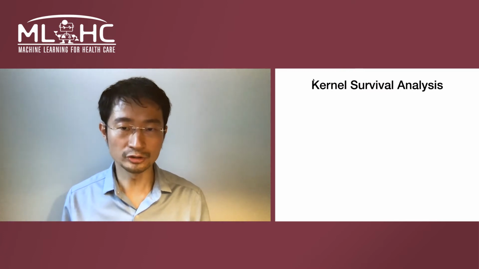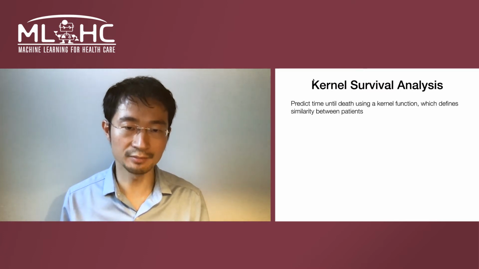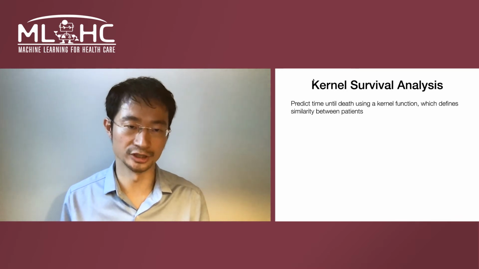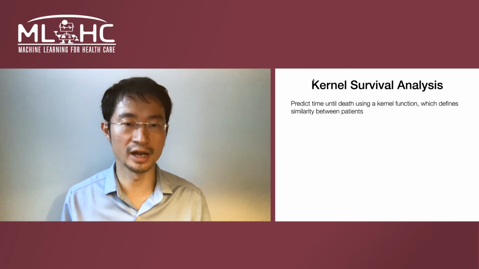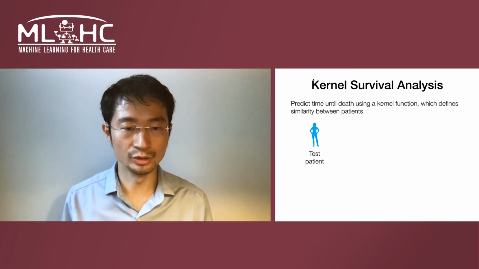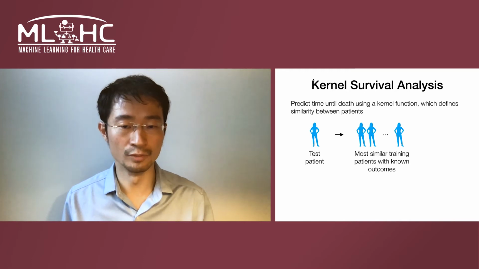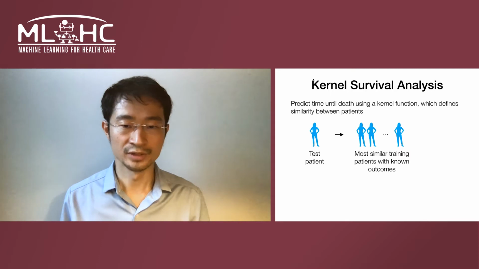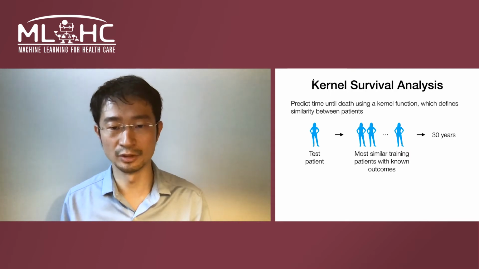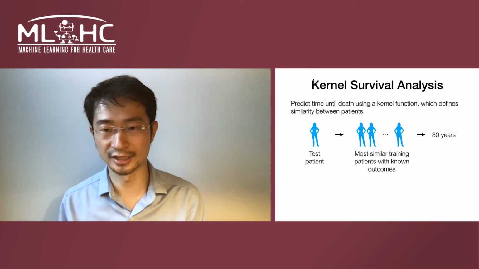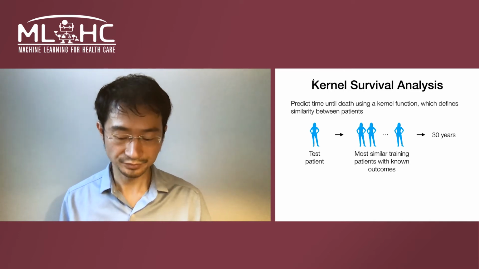First off, kernel survival analysis methods predict time-to-event outcomes such as time until death using what's called a kernel function, which specifies how similar any two patients are. For example, for a test patient, we can use the kernel function to find who the most similar training patients are for whom we know the survival outcomes, and using the information from these most similar training patients, we can make a prediction for the test patient, such as in this case, 30 years until death.